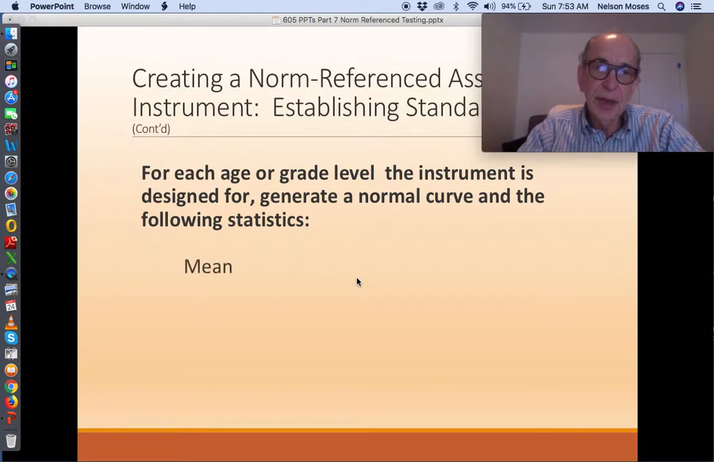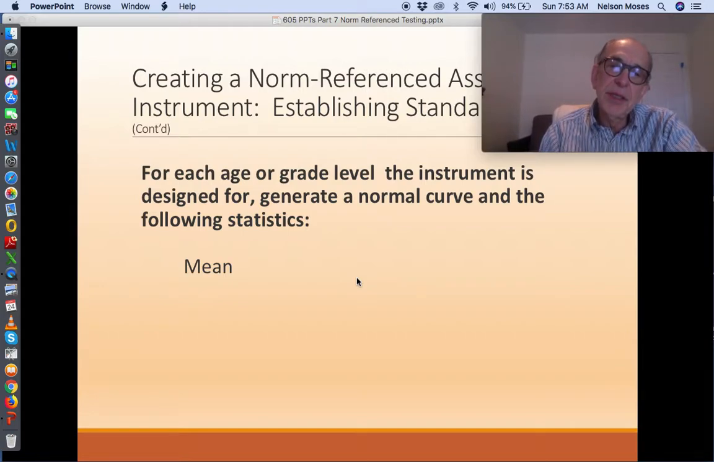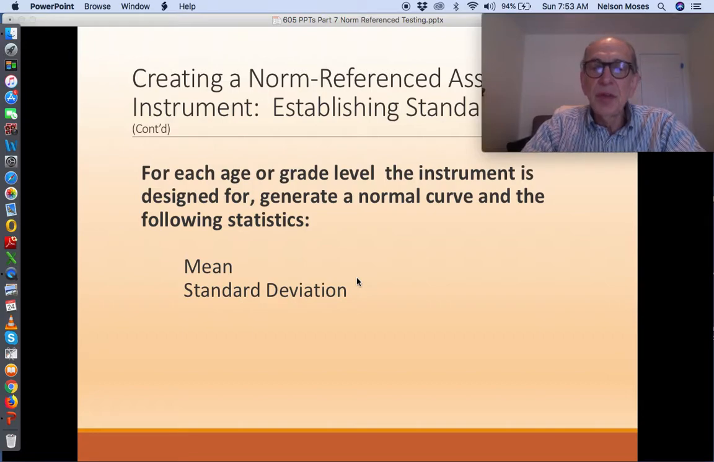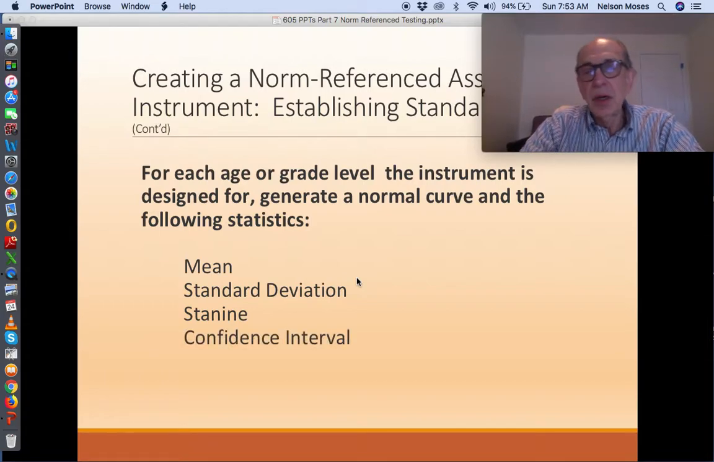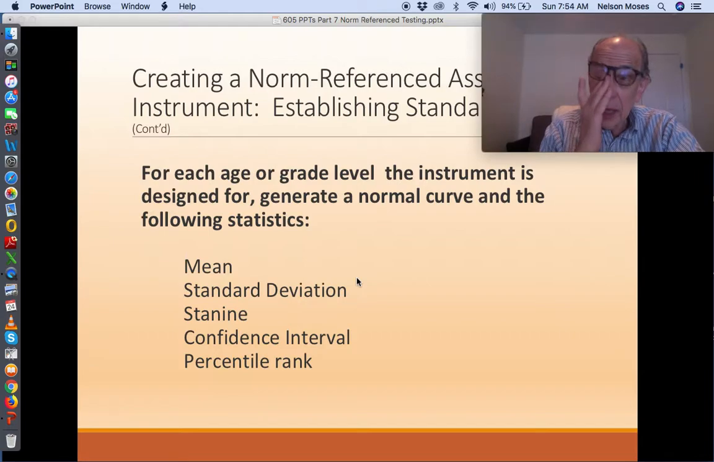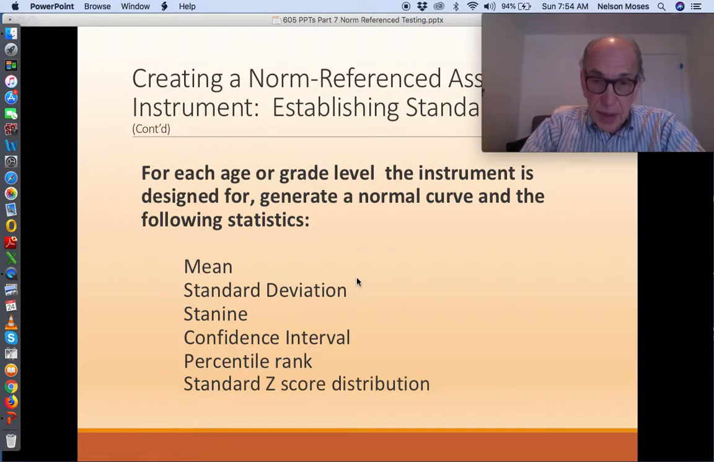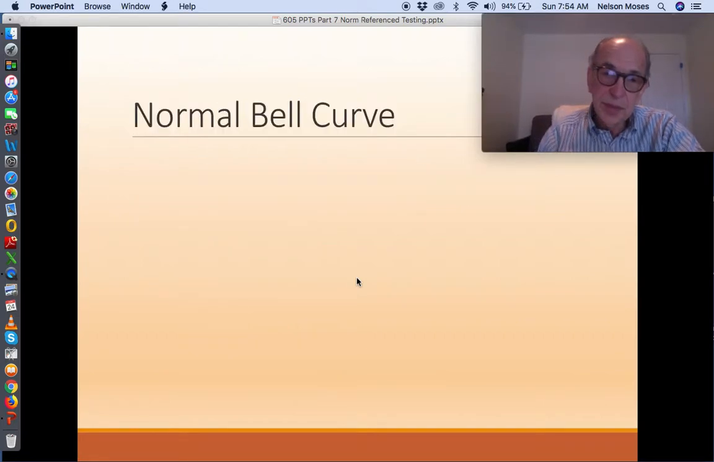Well, to do so, to allow the instrument to be used this way, the test author has to create the following statistics: a mean for the equivalent population, a standard deviation for the equivalent population, a Stanine for the equivalent population, a confidence interval for the equivalent population, a percentile rank for the equivalent population, a standard z-score distribution.